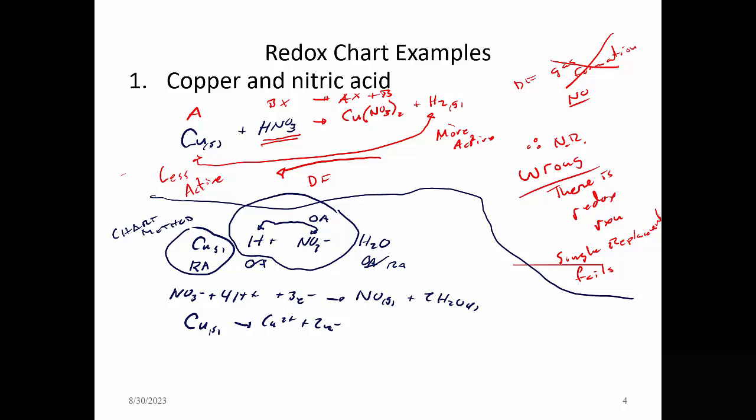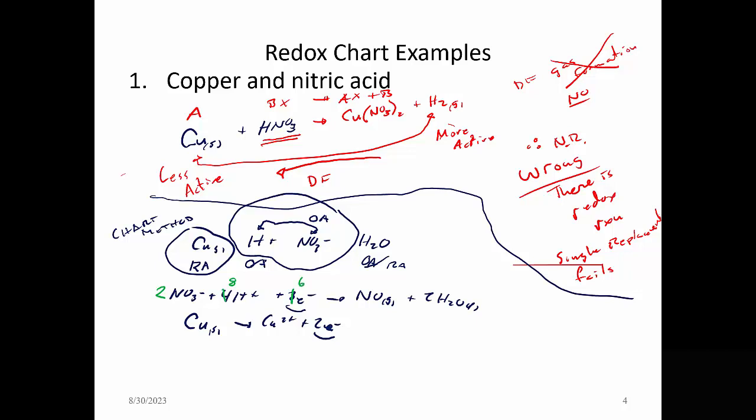Okay, the next thing we look at are the electrons here. Over here, I have to gain 3 electrons. Over here, I have to lose 2 electrons. It's not balanced. So what we have to do is balance out the electrons. The way we balance out the electrons is we multiply. The common factor would be 6. So I'm going to multiply the top one by 2.